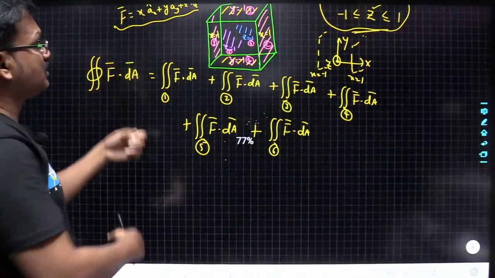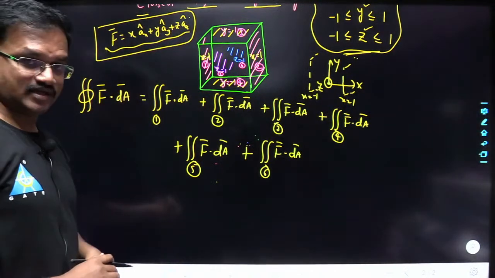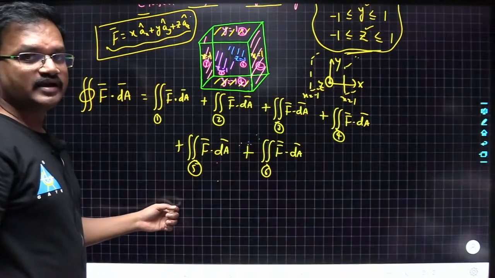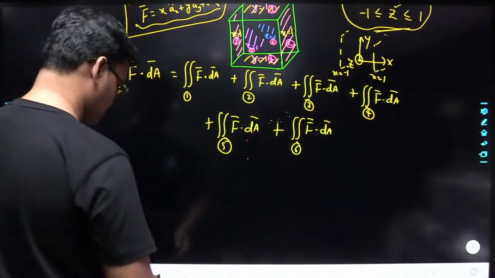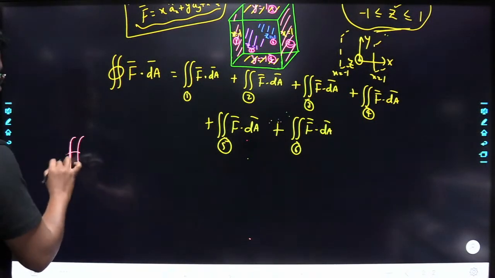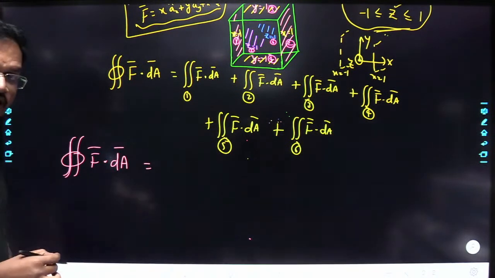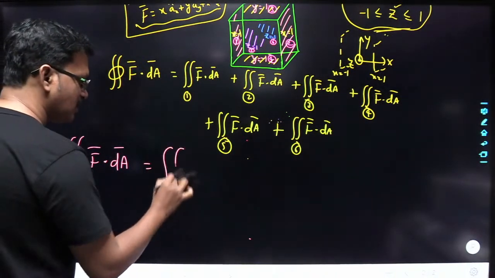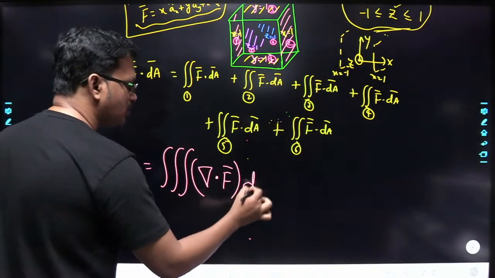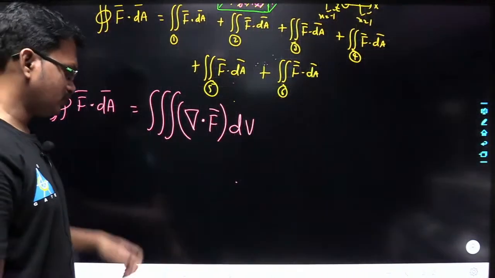See, I have given a simple function here, that is x ax cap plus y ay cap plus z az cap, right? So instead of following this lengthy procedure, you can simply apply the divergence theorem. By applying the divergence theorem, this closed surface integral of F bar dot dA bar, that is the flux leaving any closed surface, can be represented as the triple integral of the divergence of F bar into dV. Yes or no?